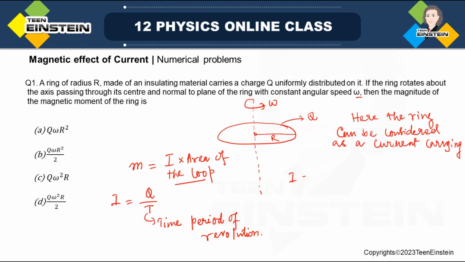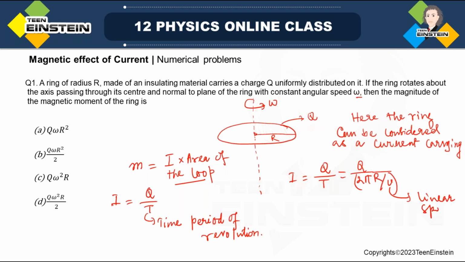I'll continue here. So I is equal to Q by T. T could be written in this way: the total path length for one revolution, that is 2 pi capital R, the perimeter of the ring, divided by V, the linear velocity. So 2 pi R by v is actually T, the time period of revolution, and v is the linear speed.